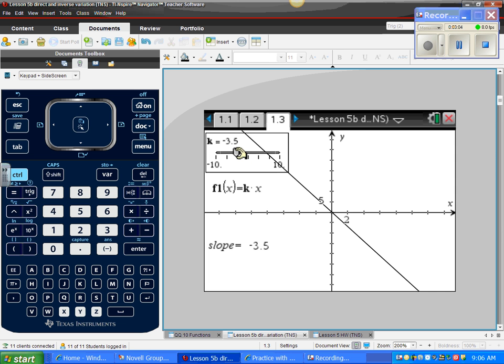Okay, so things in real life that show a direct variation. The more it rains, the higher the level of the lake will be. The more you study, the better grade that you'll get. Okay, those things are directly related. The more fast food you eat, the higher your body mass index. Okay, so all those things are directly related.